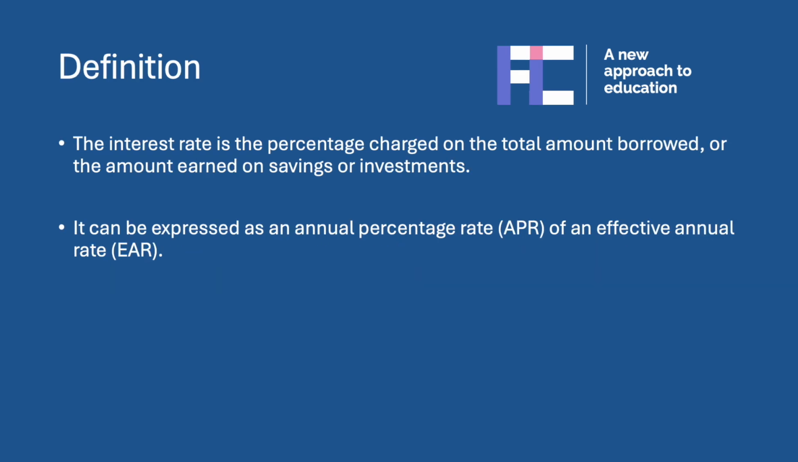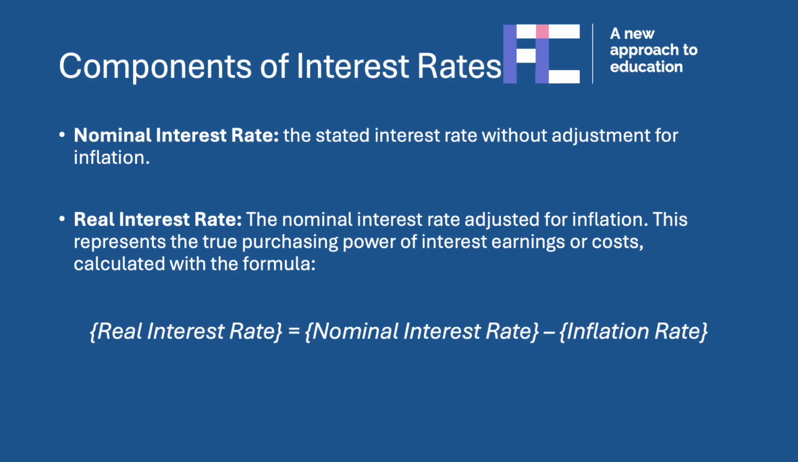inflation. So interest rate is the percentage charged on the total amount that you borrowed, or the amount earned on your savings or investments. It can be expressed as an annual percentage rate, or so-called APR, or an effective annual rate, or EAR. Components of interest rate.